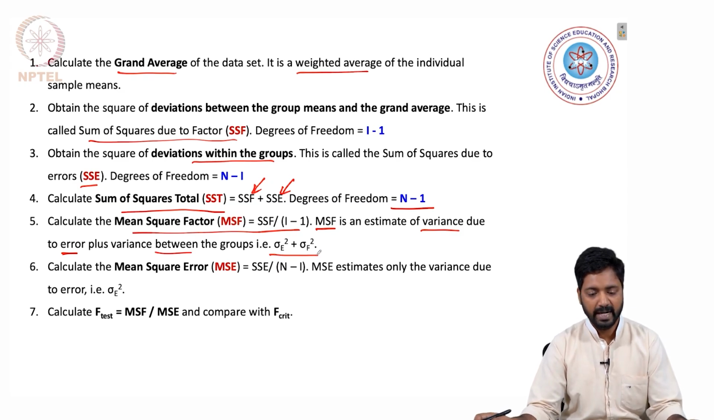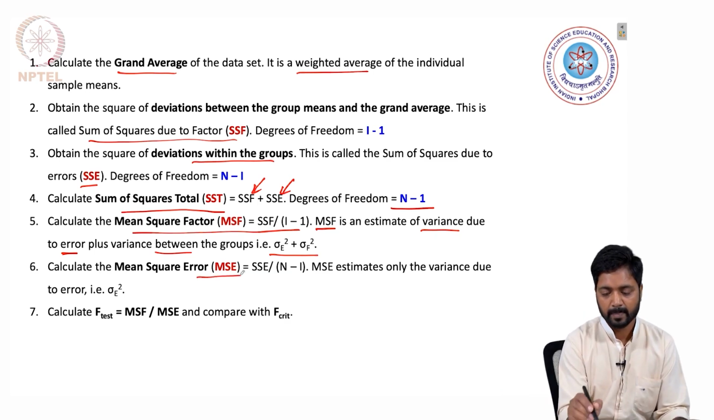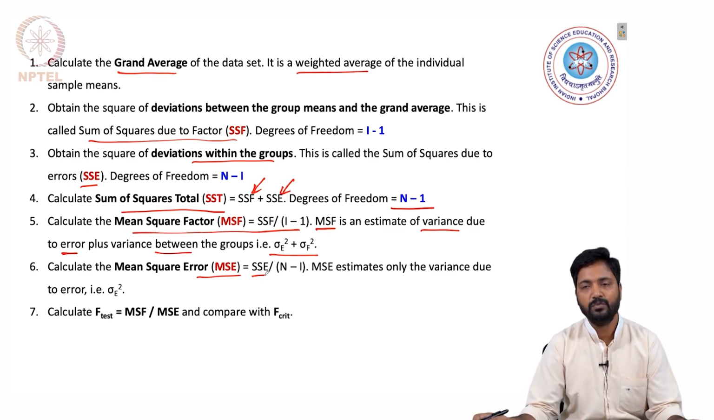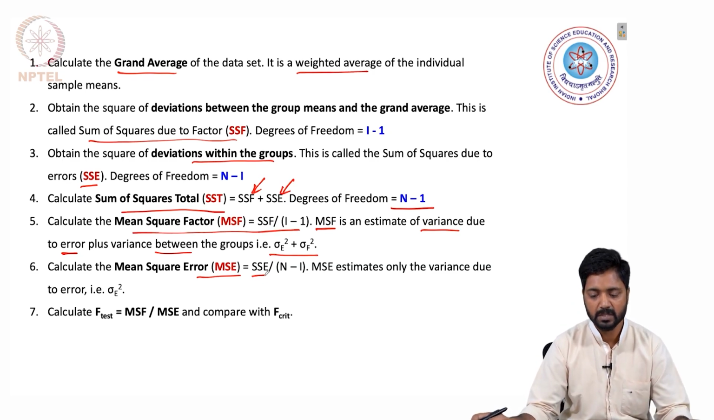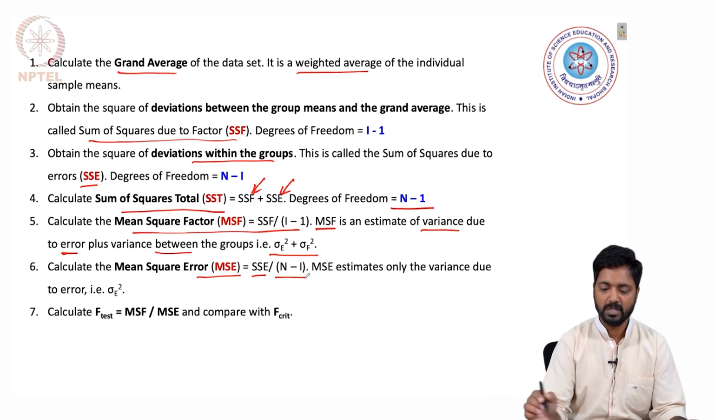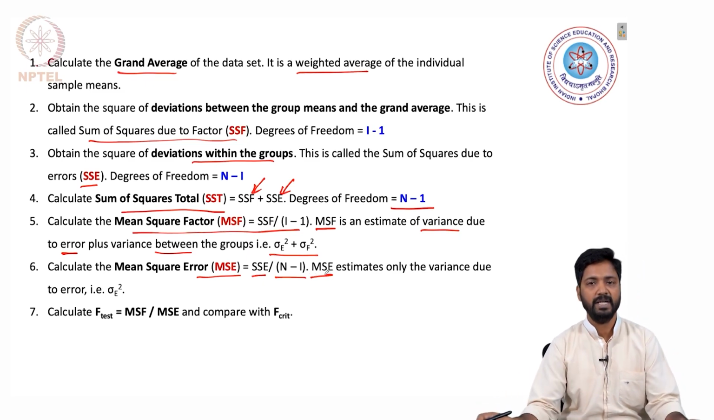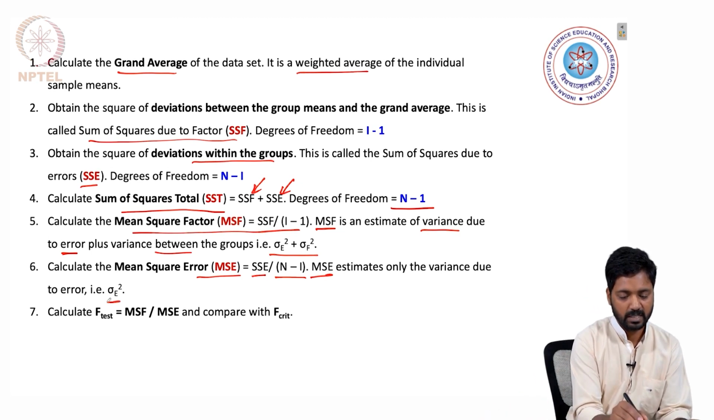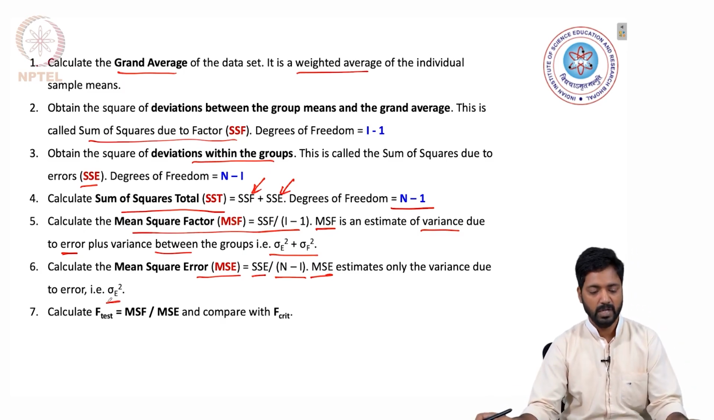Now, let us see how we calculate the mean square error. It is again very straightforward: you have the SSE, which is the sum of squares due to errors, divided by the degrees of freedom for the sum of squares due to errors, which is n minus I. As discussed previously, the mean square error, which we abbreviate as MSE, estimates only the variance due to the errors present within a particular sample. That is, it is nothing but the sigma E squared value.